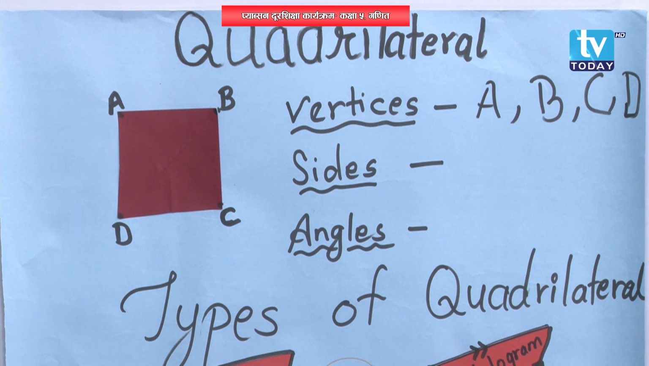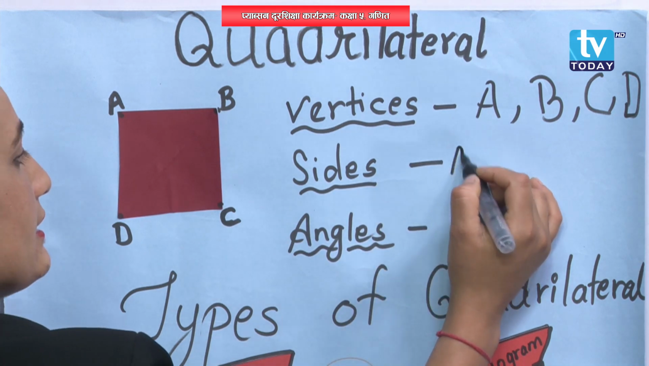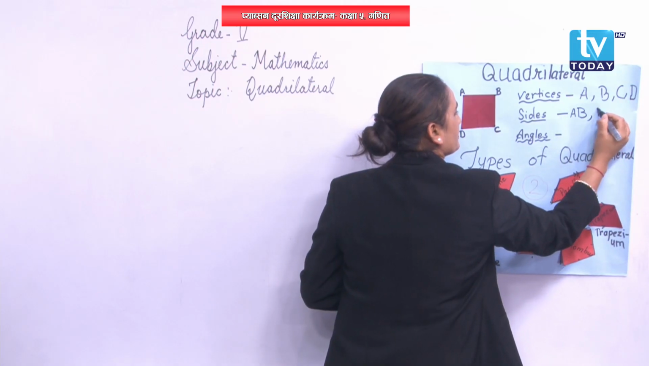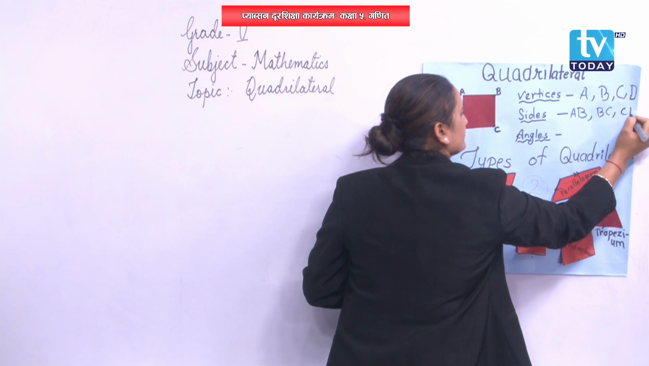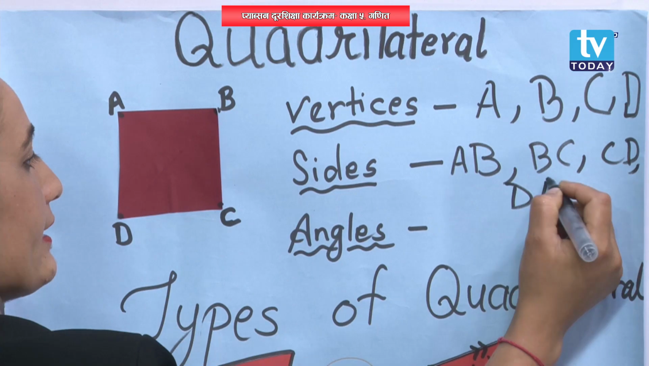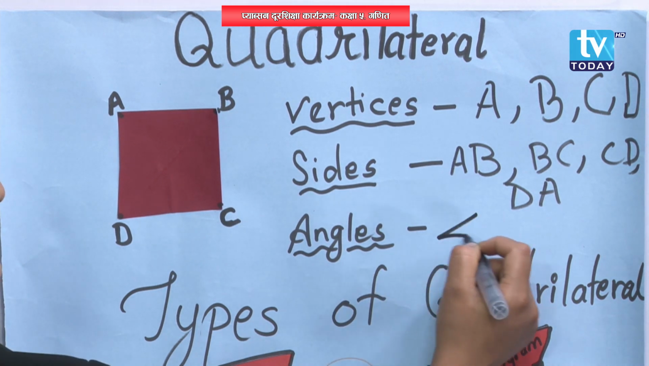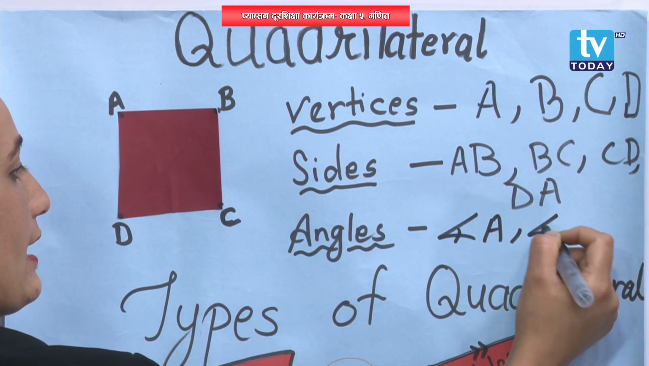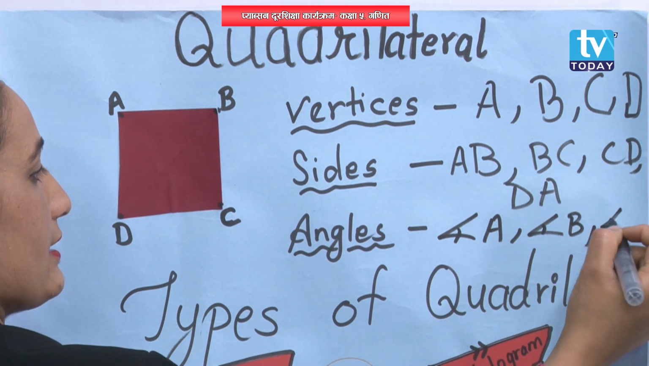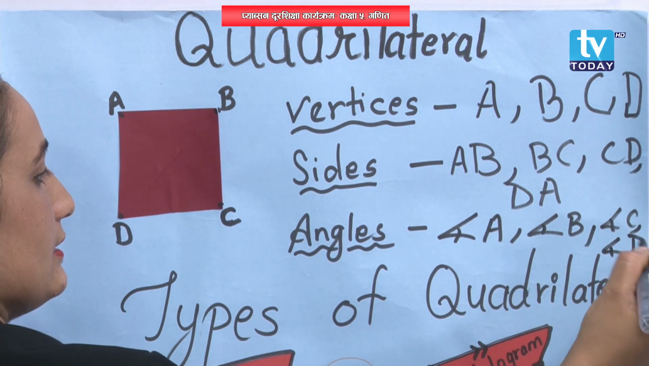Now for the sides you can write AB, BC, CD, and DA. Same process, right, while writing the sides also. Now, in the same way, you are going to write about the angles. For angles, you can write angle A, angle B, angle C, angle D.